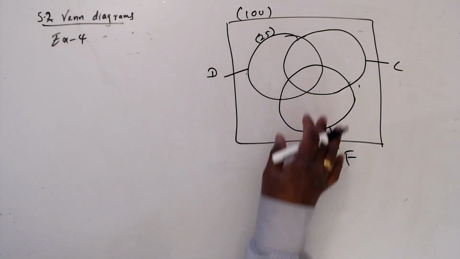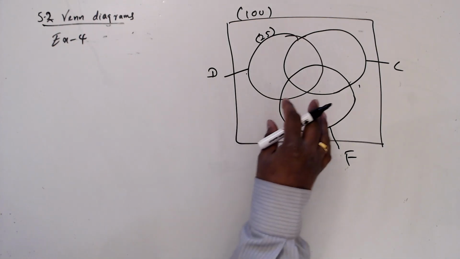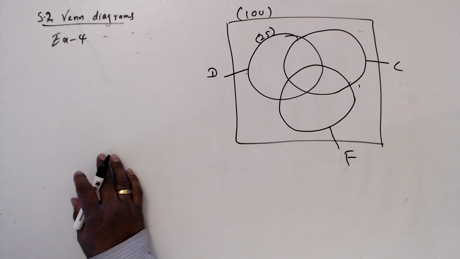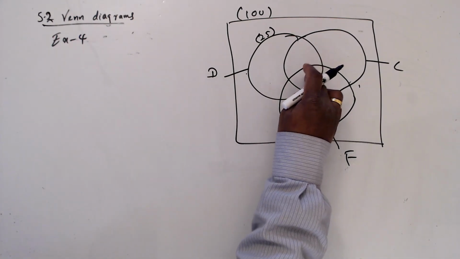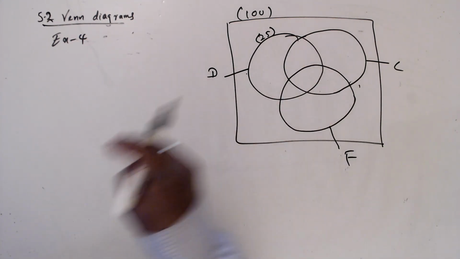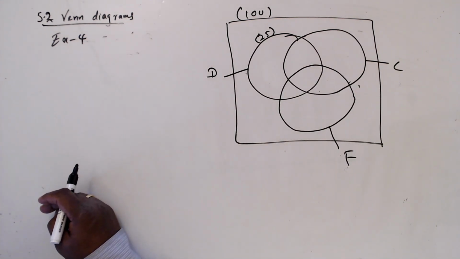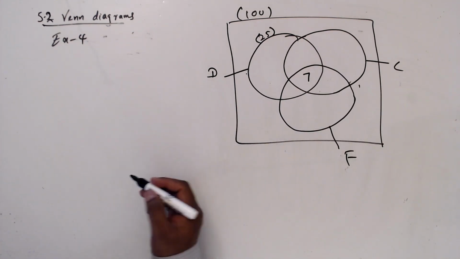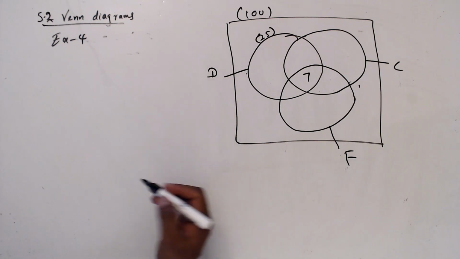Before that I want to tell you something. In this, if there are 3 sets, read and see whether you get the D intersection C intersection F. That is the important thing first. See that 7 on dog, cat and fish. So in that case this is going to be 7. That is the first thing you want to look at.